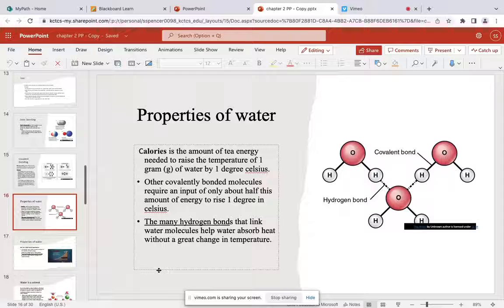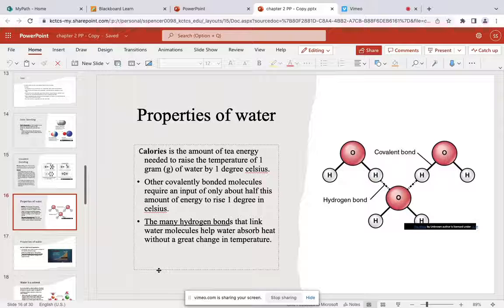It's the many hydrogen bonds that link water molecules that help water absorb heat without a great change in temperature. The reason that water is so good at not changing temperature is due to the strength of this hydrogen bond. Hydrogen bonds are the strongest of the bonds. So far we've talked about ionic bonds, we've talked about covalent bonds, and now we're talking about hydrogen bonds. This is kind of unique to water, right? I talked about covalent bonding being present within water, but the hydrogen bond is the bond responsible for making water able to absorb so much heat without a great change in temperature. Again, it's the strongest of the bonds.